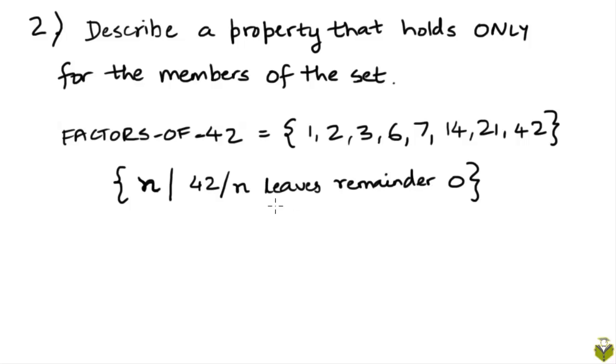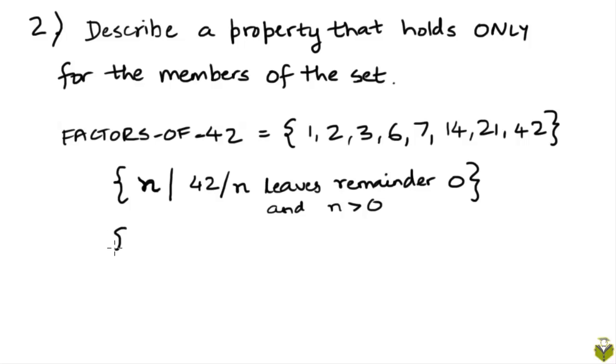Of course, we also have to add the condition that n is a positive number, because even if you take n equal to -3, 42 divided by -3 also leaves a remainder of 0, whereas the members in this set are all the factors of 42. So they have to be positive as well as leave a remainder of 0 when 42 is divided by that number or by any of those numbers.